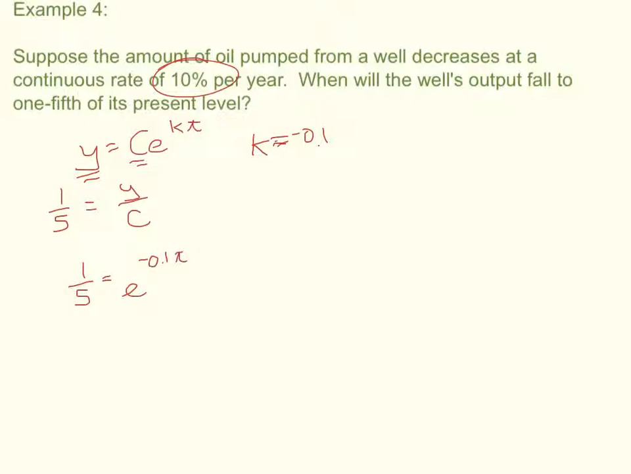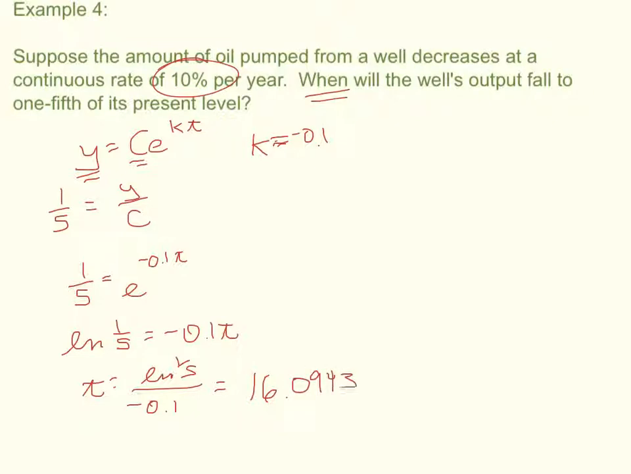Again, because if we were trying to solve, we would just divide both sides by C, and then y over C would be 1/5. Okay. So now we want to solve for t because we want to know when. So 1/5 equals e to the negative 0.1 t. We got to take the ln of both sides to get rid of that e and pull the t down. And then we divide. So t equals the ln of 1/5 over negative 0.1. And when you type that into your calculator, you're going to get 16.0943 years.